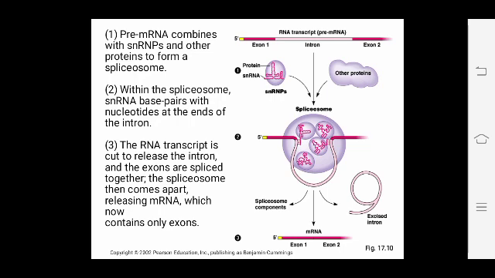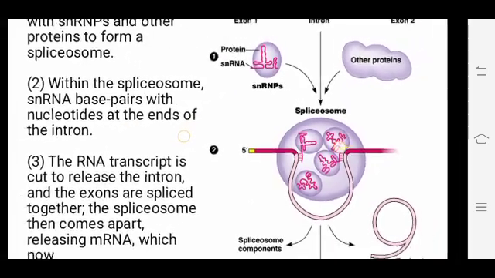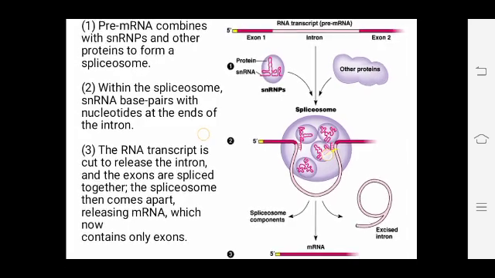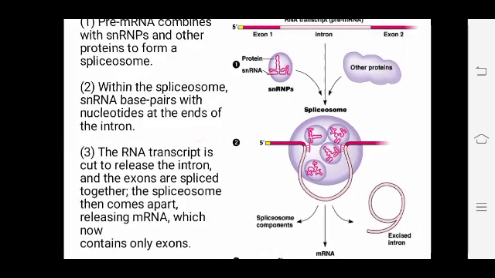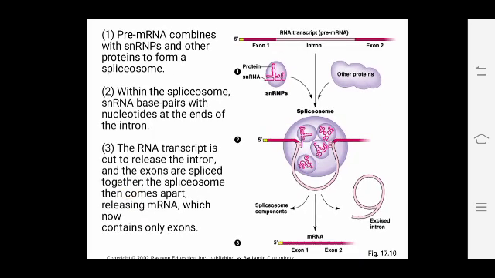So what you can see in the picture, number 1, pre-mRNA combines with snRNPs and other proteins to form the spliceosome. So pre-mRNA and small snRNPs are combined. Number 2, within the spliceosome, snRNA base pairs with nucleotides at the ends of the intron. And number 3, the RNA transcript is cut to release the intron and the exons are spliced together.